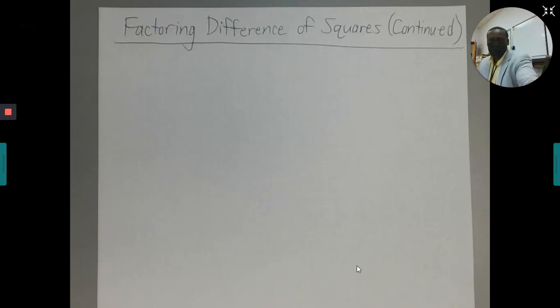Hello, students. In the last video, we discussed some definitions: what a difference of squares is, what a perfect square is, and how to recognize what a difference of squares looks like. We also talked about the formula for factoring a difference of squares. So this is part two of that first video, and we're just going to look at a few examples.